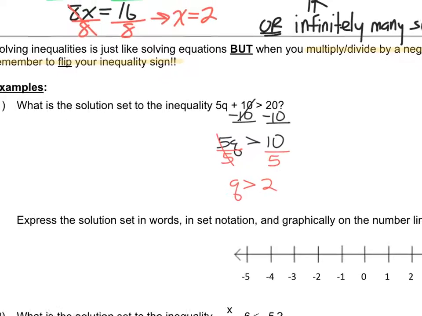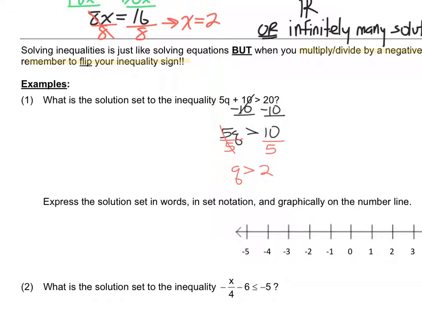I'm not looking at a situation where I need to reverse the sign because I didn't divide or multiply both sides by a negative. Adding and subtracting does not impact the nature of the sign. Only multiplication and division do.